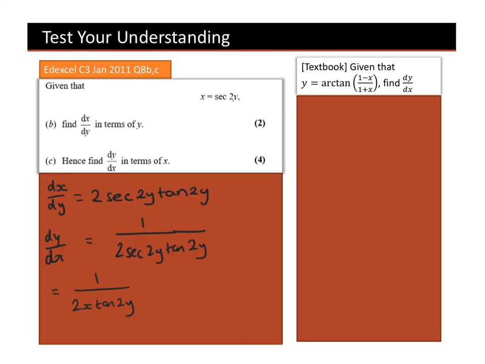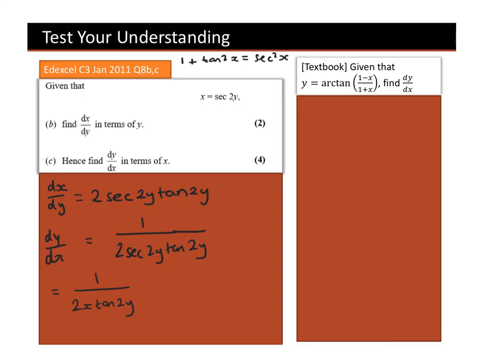Okay, this is great, but we still have a y, okay, and we've got a tan. Now, we know that 1 equals sec squared minus tan squared. What's the identity? Okay, so we know that 1 plus tan squared x equals sec squared x.